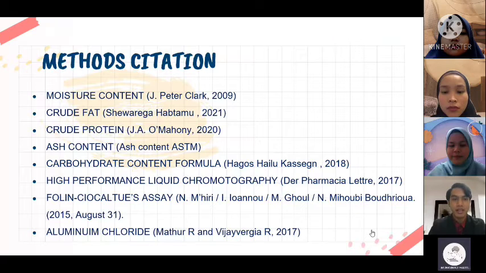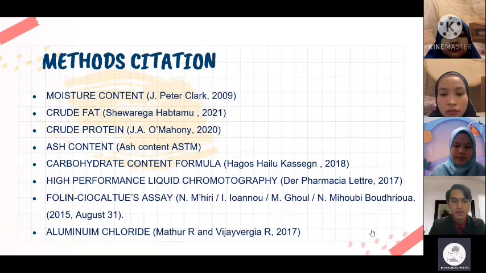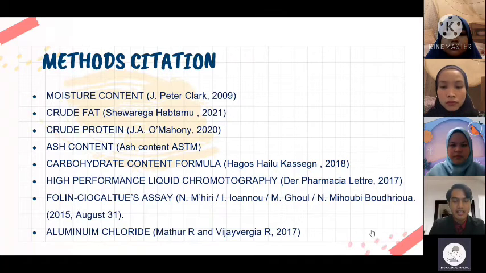Now we move on to the method citation. As you can see, these are the methods that we want to conduct in this project: moisture content, crude fat, crude protein, ash content, carbohydrate content formula, high performance liquid chromatography, Folin-Ciocalteu assay, and lastly aluminum chloride. Each of the methods has its own citation that we collected from articles and journals.